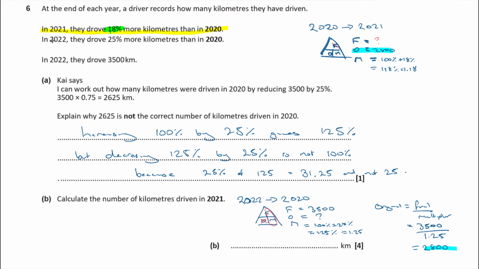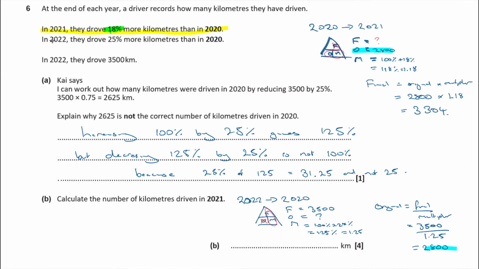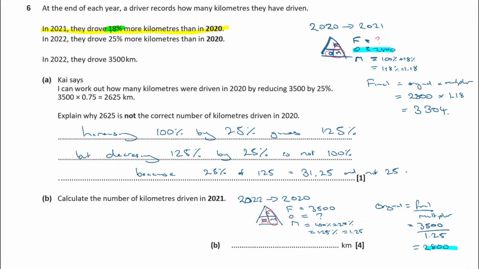Okay, so this time I want the final. Covering up the final tells me it's the original times the multiplier for this one. So final equals original times multiplier. So that's going to be the 2,800 from 2020 times the 1.18 increase. So 1.18 times 2,800 comes to 3,304. Okay, so that's the number of kilometers driven in 2021.